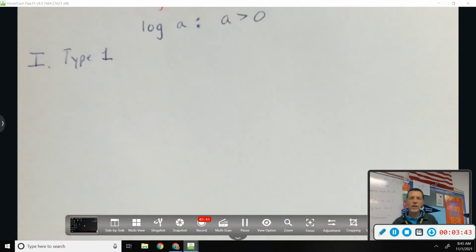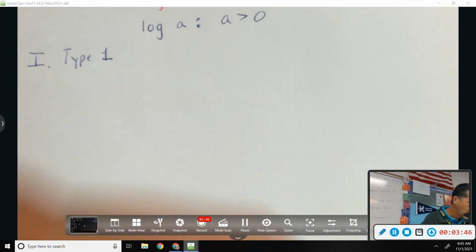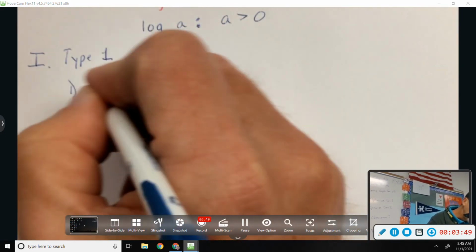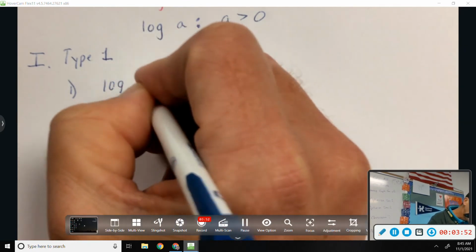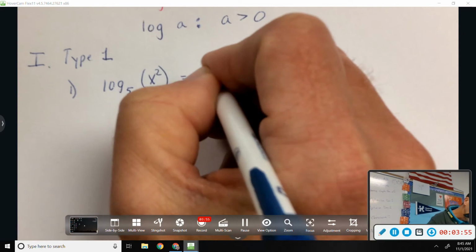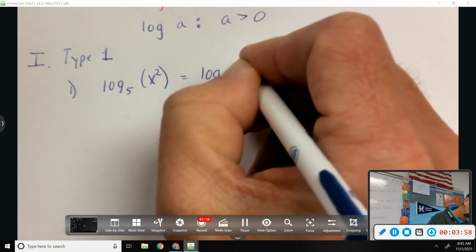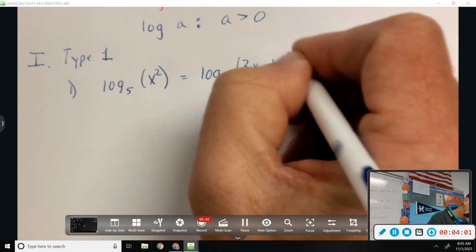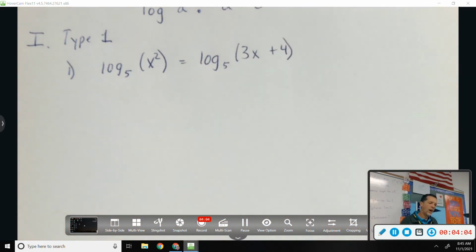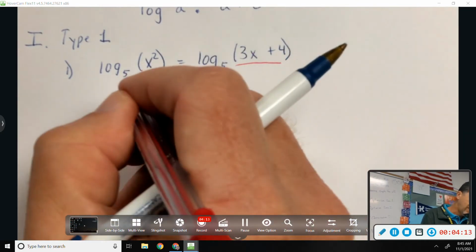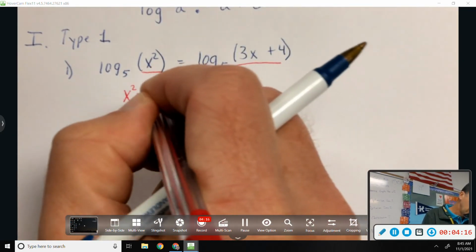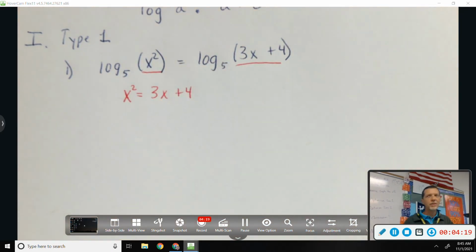All right, a couple of type 1 equations. These are our favorite. We'll only do 2 of these because these are great. They're easy. Log base 5 of x squared equals log base 5 of 3x plus 4. Again, it's like, well, I guess that means x squared has to equal 3x plus 4. Forget about the logs. The logs are on both sides, sort of in the same spot, doing the same thing. Well, then the arguments have to be equal to each other.